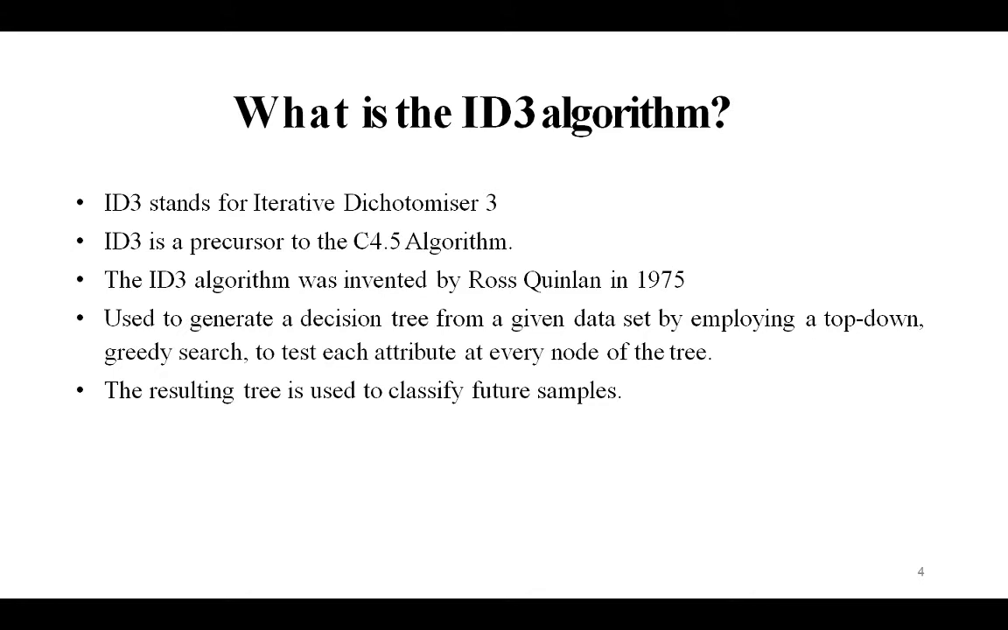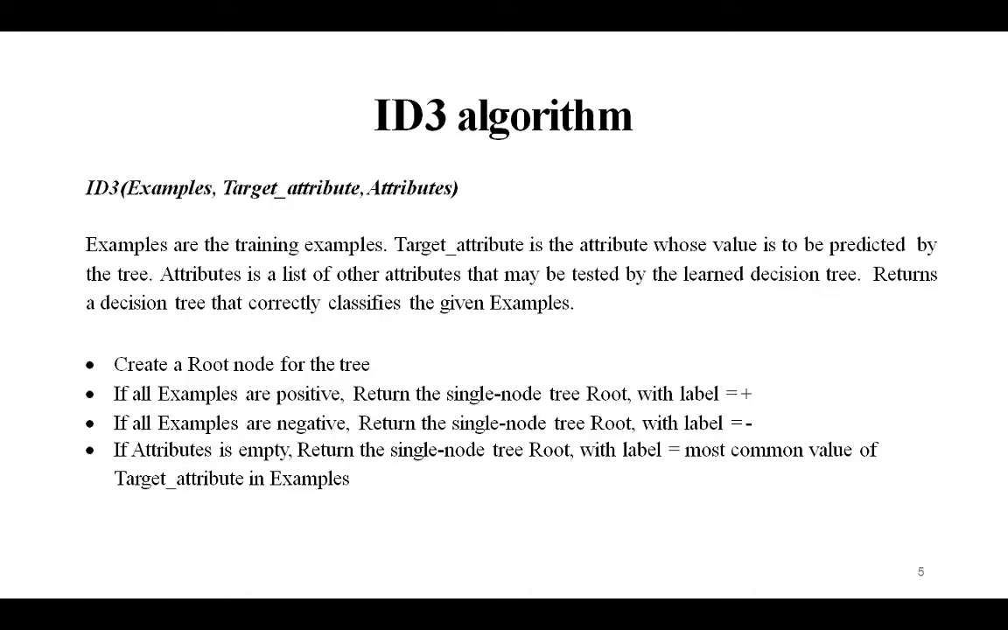Here is a simplified version of this algorithm, specialized to learning Boolean-valued functions, which is clearly described here: the ID3 algorithm. This is what the algorithm is. We call this algorithm with these parameters: training examples, target attribute, and the set of attributes.